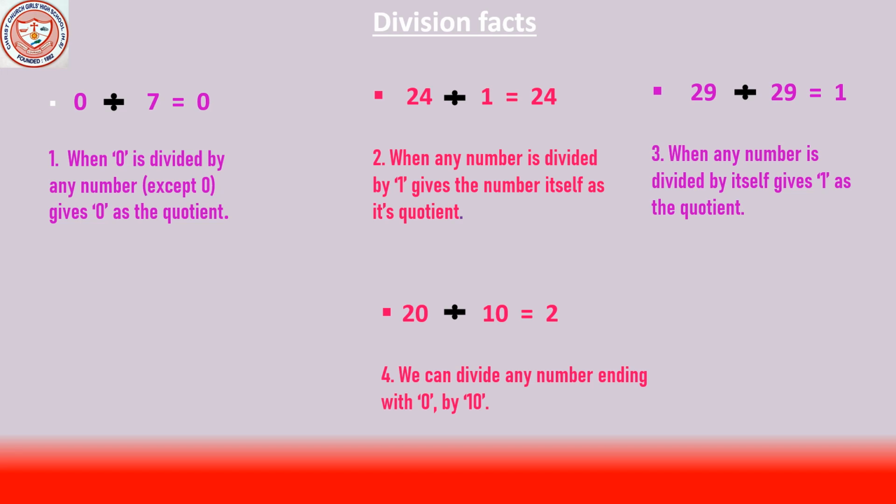What does it mean? It means any number divided by itself gives 1 as the quotient. Now, we can divide any number ending with 0 by 10. Look at this.